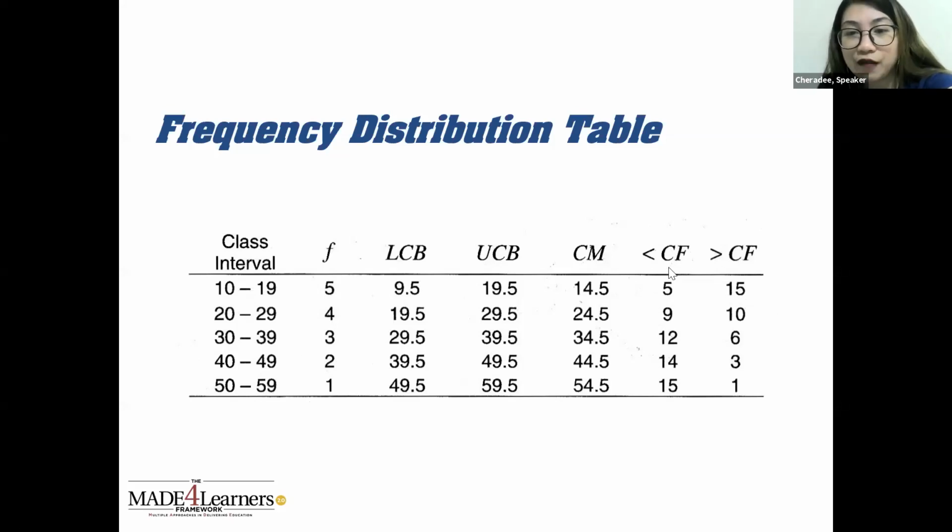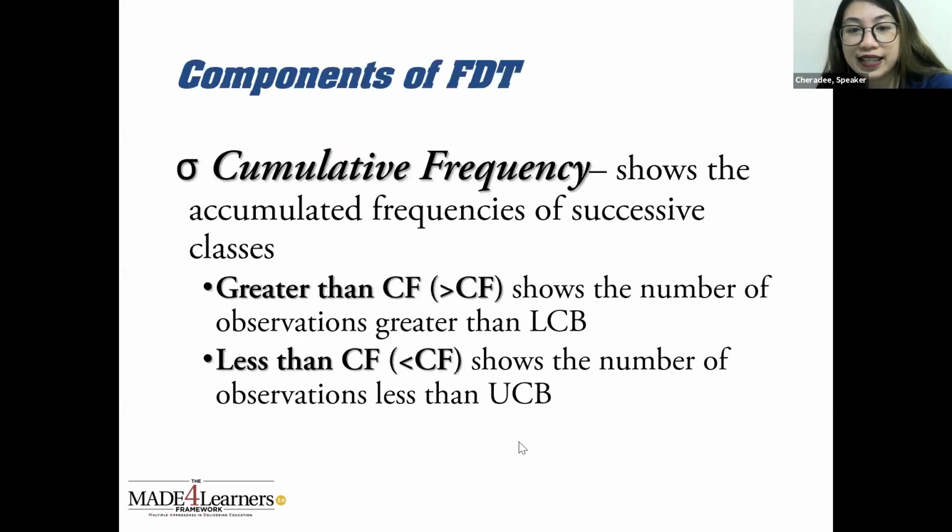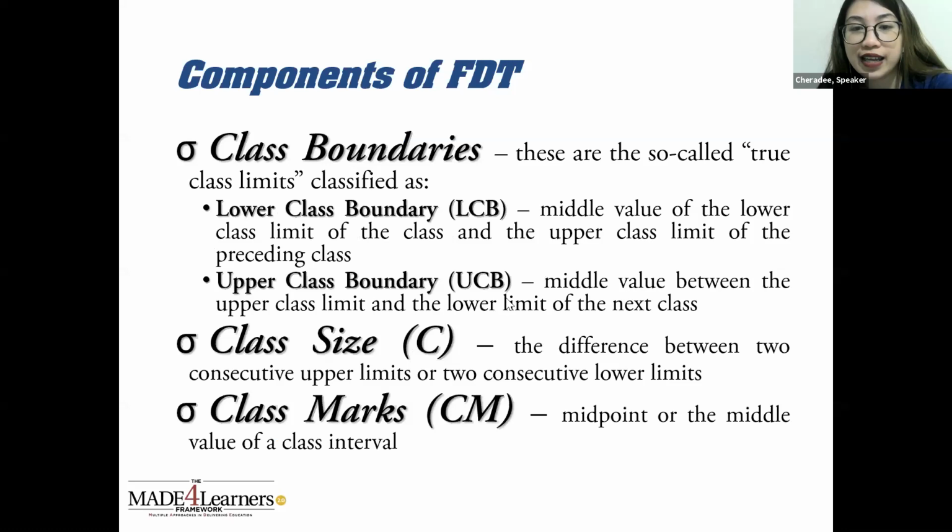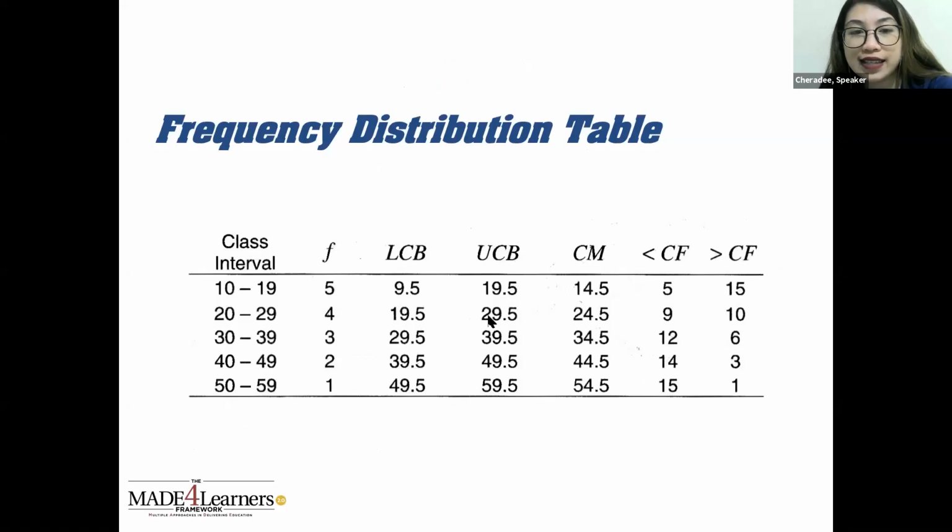But the less than CF, what was that? Less than the UCB. So what's your UCB? Your UCB is 19.5. Which ones are less than 19.5? Only 5, right? That's why 5 is placed here. Okay, next. For less than CF, it should be less than 29.5. Which ones are less than 29.5? 5 and 4 only. That's why it's 9.